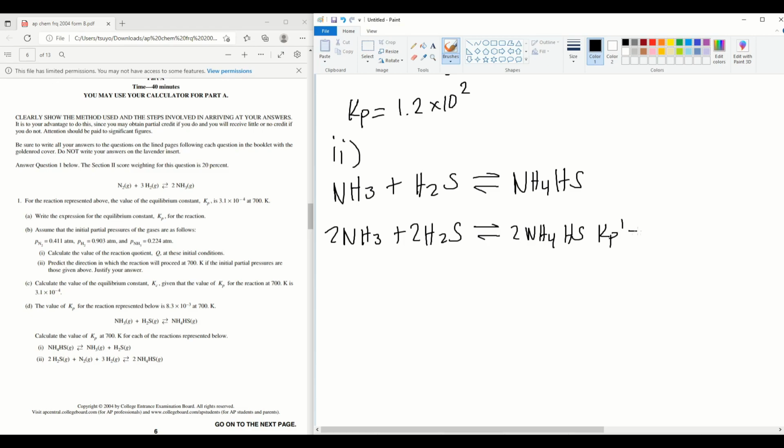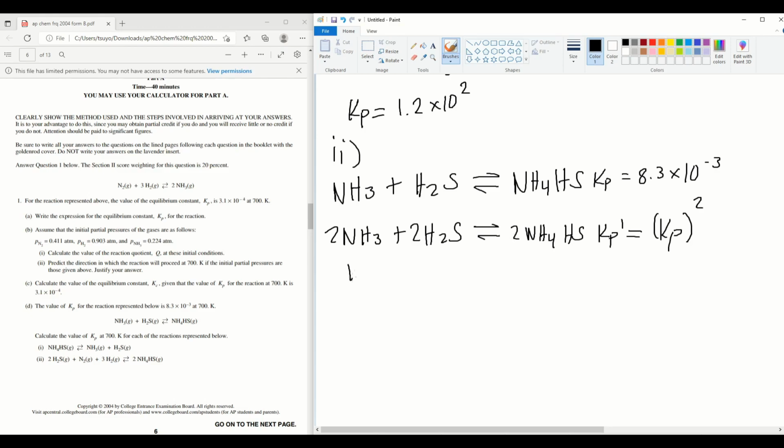So Kp dash is equal to Kp times the factor at which you multiplied it by. So in this case, since we multiplied everything by 2, it's going to be raised to the power of 2. So we know that this Kp is equal to 8.3 times 10 to the negative third.